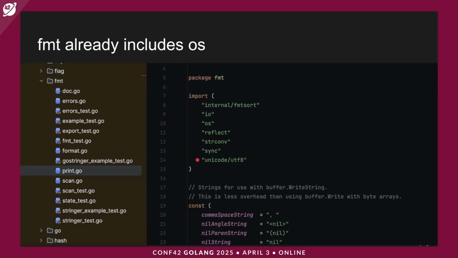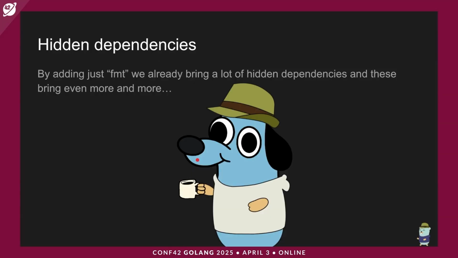So when you include fmt, you also include a bunch of other dependencies along with it. This is something you need to understand when you are working with your program. As I already mentioned, adding fmt, you bring a lot of hidden dependencies. And these hidden dependencies may have other hidden dependencies. And we can go into this rabbit hole very deep, maybe. I don't recommend it, but we can do this, actually.